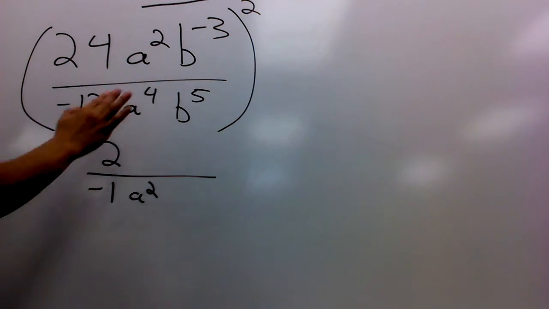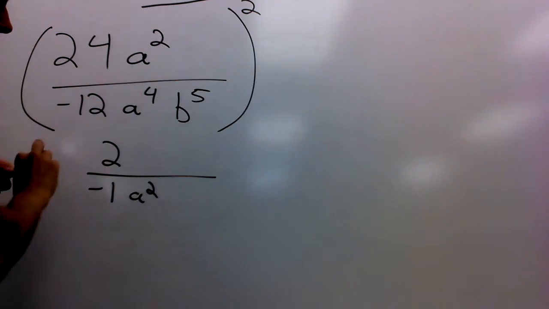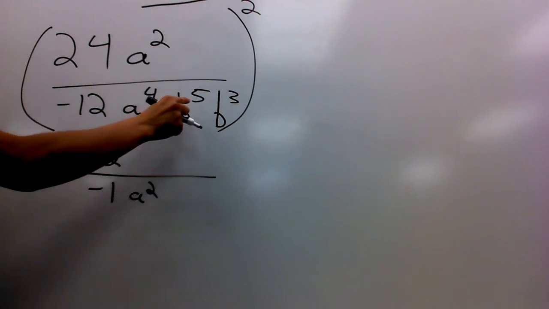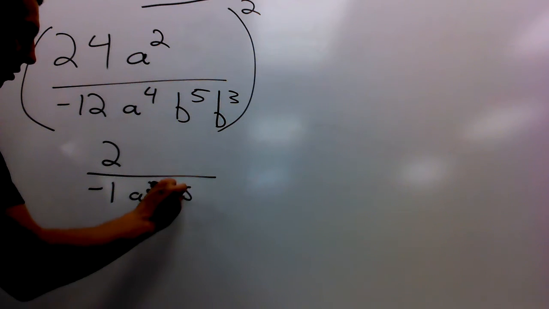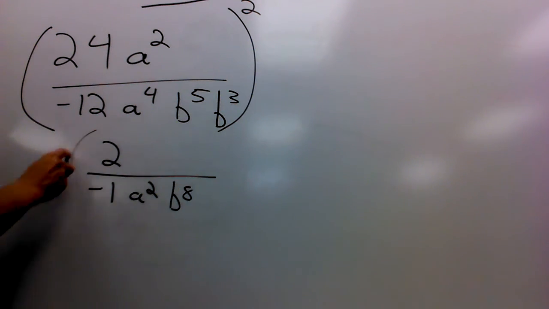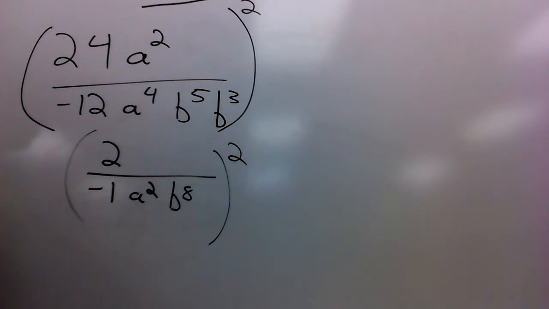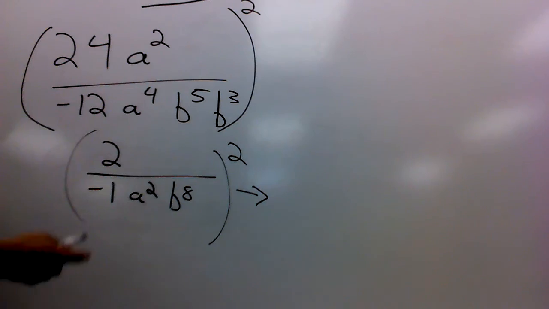So I'm going to save some space here. I'm going to move it to the bottom, save some marker I should say. And that b to the third comes to the bottom. So now, multiplying those two means I add them. That's b to the 8th. Don't forget, I'm squaring everything. So now I'm going to move this way. I'm going to square the top. I'm going to square the bottom.